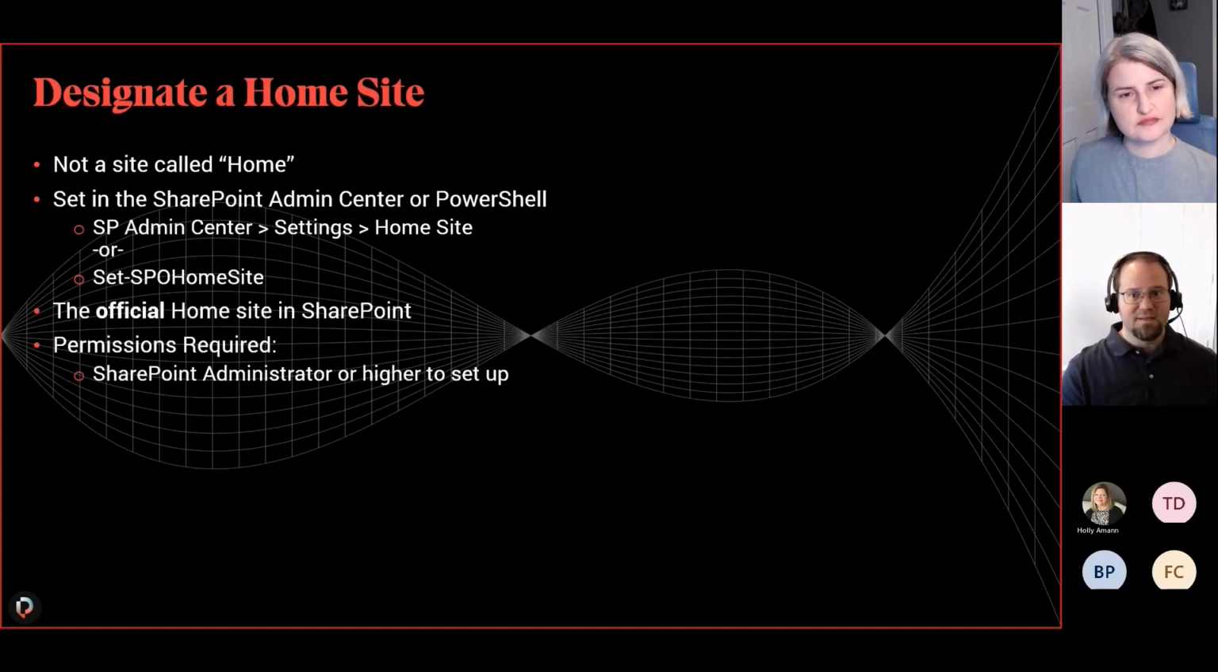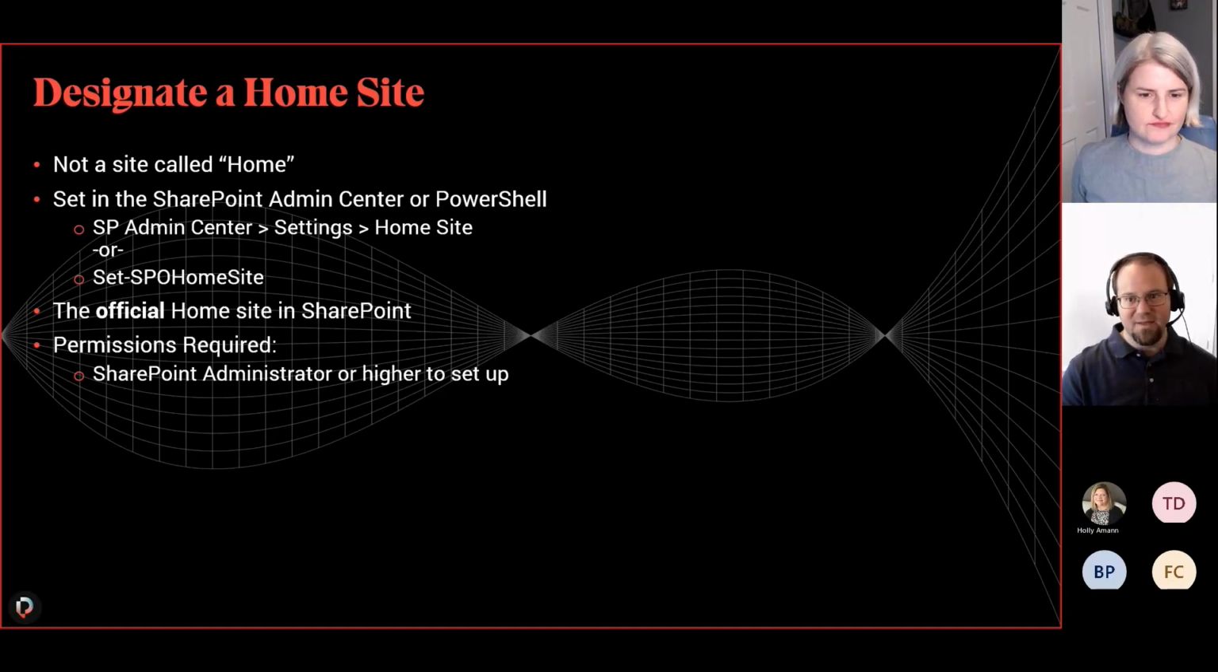We need to designate a site as a home site. So typically it would be that communication site that you have created. If you already have a communication site, maybe you're using the root site as the home of your intranet, that's great. As long as it's a communication site, it doesn't matter where it lives. The home site, capital H home site in SharePoint, is not just a site called home. That is, again, that site that gets a special designation and does offer a few extra benefits of being designated as a home site besides just being able to utilize Viva Connections.